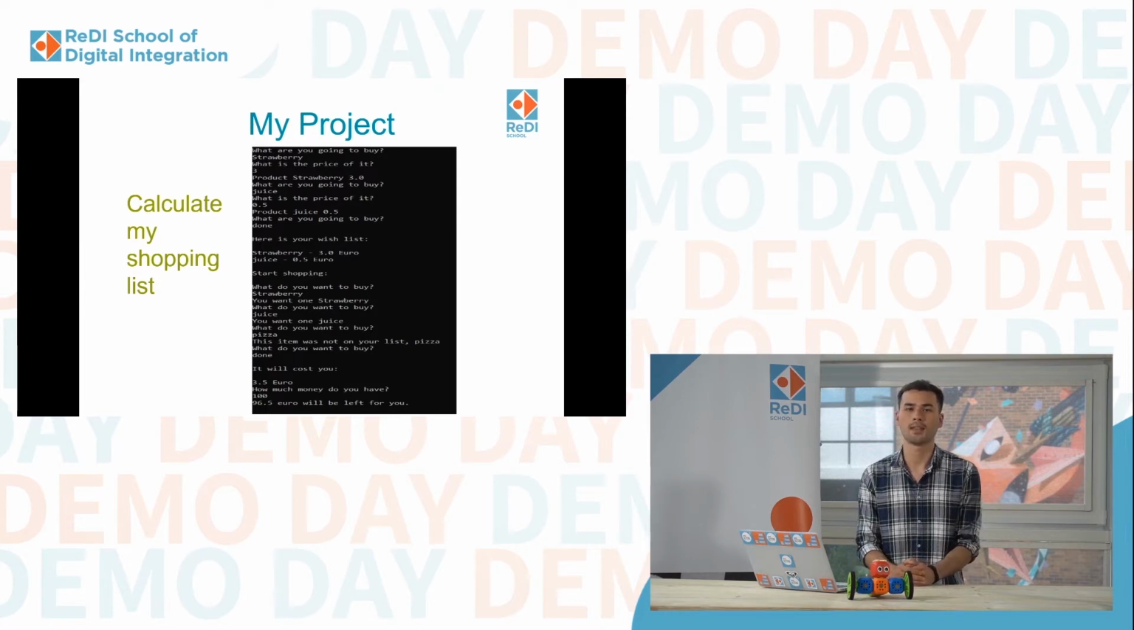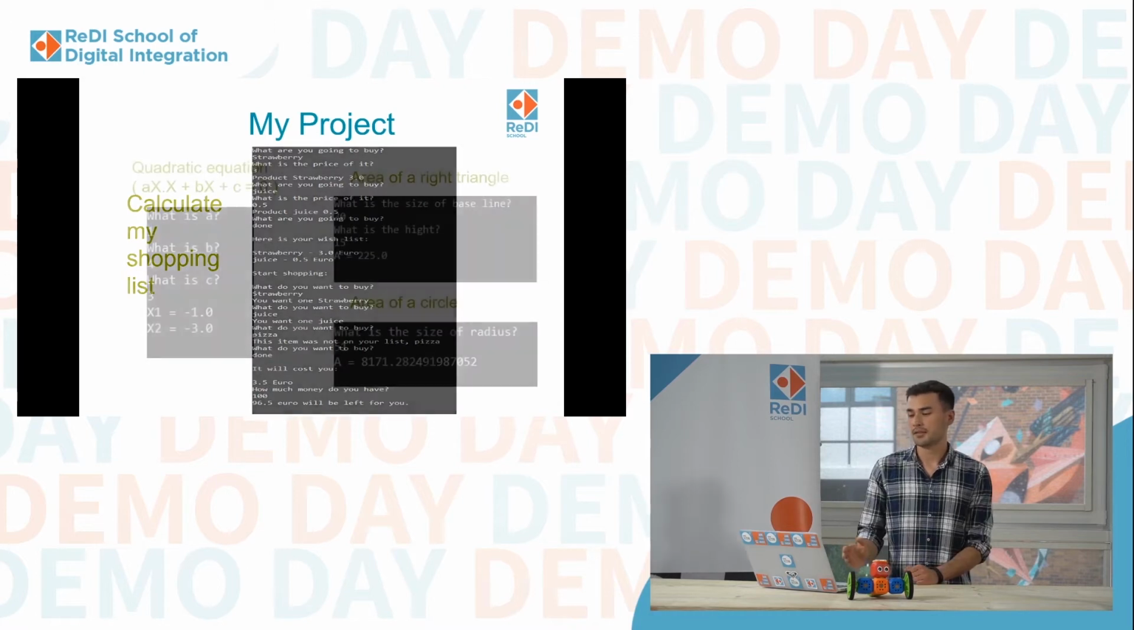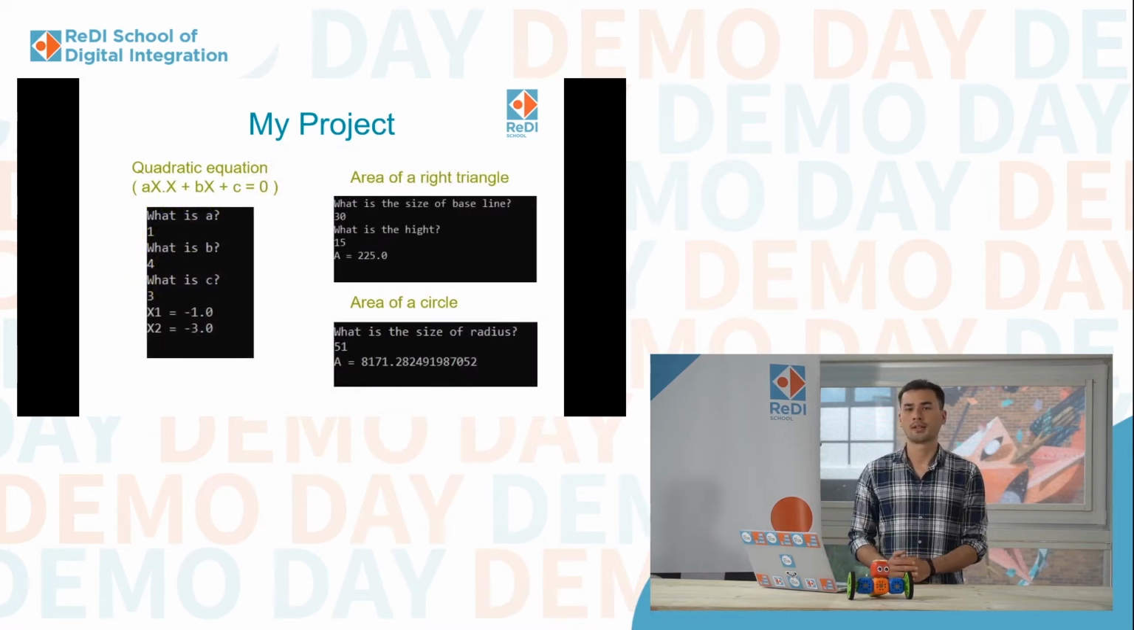I want to buy. And it will tell me how much money I'm going to spend and how much money will be left for me. This way I can save my time and money and never forget about what I need to buy again. The next option is it can calculate some quadratic equations for me. For example, here I just need to say what's the price of A, what's the price of B and C, and it will calculate the x1 and the x2 for me.